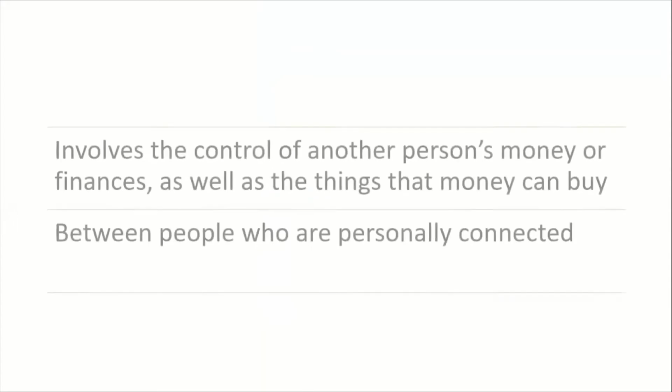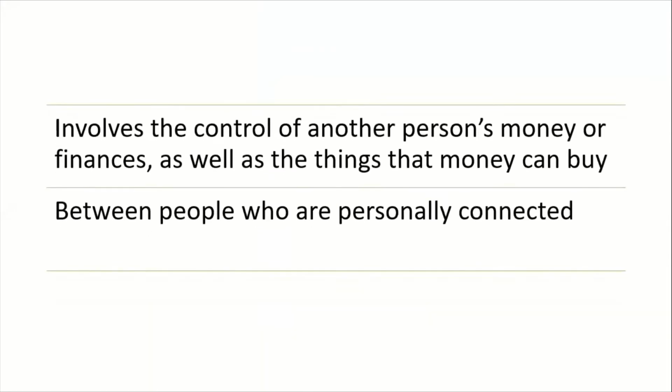And to define economic abuse, it involves the control of another person's money or finances, as well as the things that money can buy. And it occurs between people who are personally connected. So often that's in an intimate partner relationship, or with an ex-partner, but it can also be other family members, like a parent and a child.